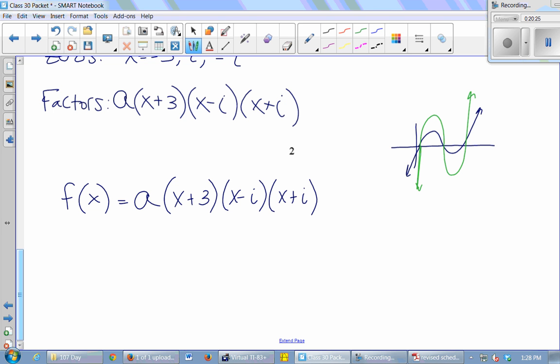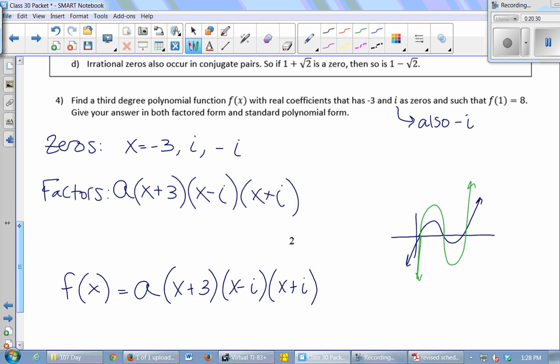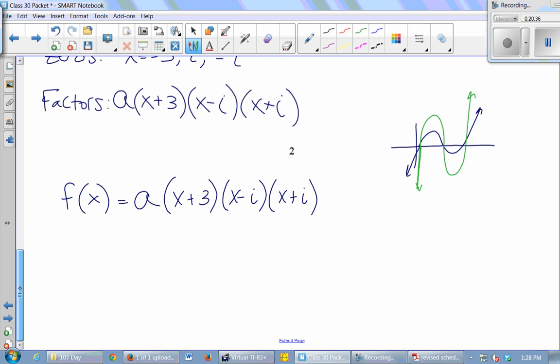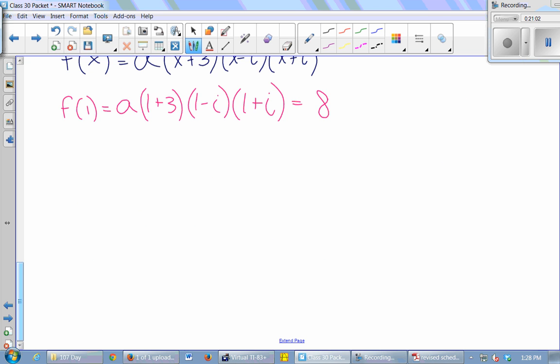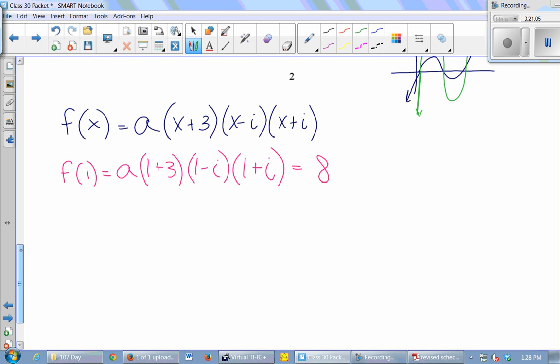How can I figure out what that coefficient is? Is there a piece of information that I was given that I haven't used yet? f of 1 equals 8. So that tells me if I plug a 1 in for x, I should get an 8. So let's go ahead and do that. f of 1 is a times 1 plus 3 times 1 minus i times 1 plus i, and that should equal 8. So I just plugged a 1 in for x, and I should get an 8.